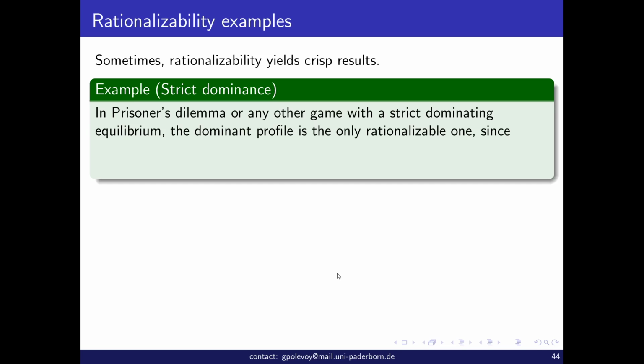And the example is as follows: sometimes rationalizability yields crisp results, and when can this happen? When we have, let's say, Prisoner's Dilemma or any other game which has a strict dominating equilibrium. So a profile of strategies which are strictly dominant, which is not something we often have, but if it exists, then the dominant profile is the only rationalizable profile. Why?